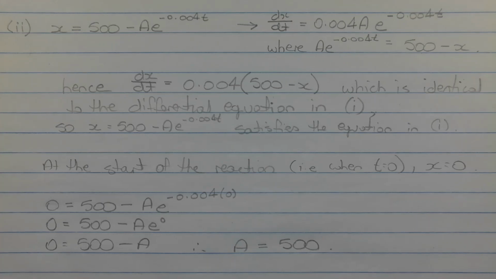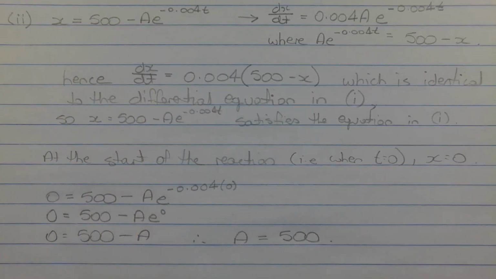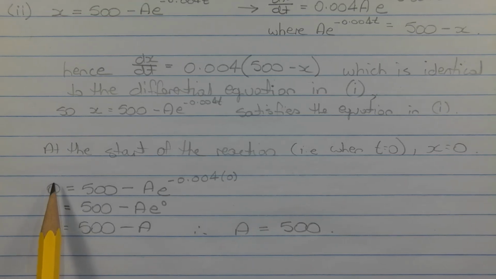Now to find the value of a, we need a boundary condition. We know that at the start of the reaction, that is when time t equals 0, x is equal to 0. So substituting t equals 0 and x equals 0 into this equation, we can then solve for a. So 0 equals 500 minus a e to the power of negative 0.004 times 0, which of course is 0. We get 0 is equal to 500 minus a times e to the power of 0, and e to the power of 0 is equal to 1. And that brings us to 0 equals 500 minus a, therefore a is equal to 500.